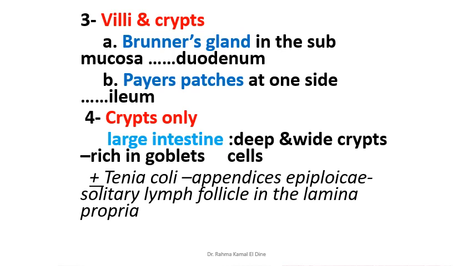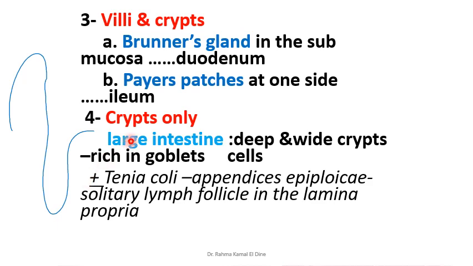If in the lumen I can see the villi and crypts, it's either the duodenum or the ileum. If I'm having Brunner's gland in the submucosa, it is duodenum. If I'm having Peyer's patches, it is the ileum. Okay, again, this is the villi and this is the crypt. The villi are projecting on the surface, while the crypt between them is the connective tissue.